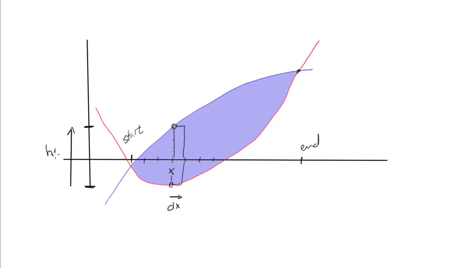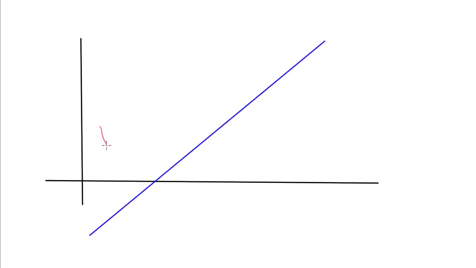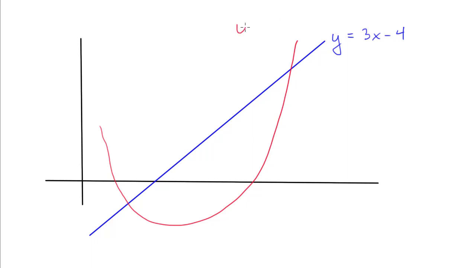dx is my base, and this is h, the height. And then I sum those from start to end. Base times height. Let's do an example to illustrate. Lay down our axes. And I have two curves. And I want to find the indicated area between these curves.